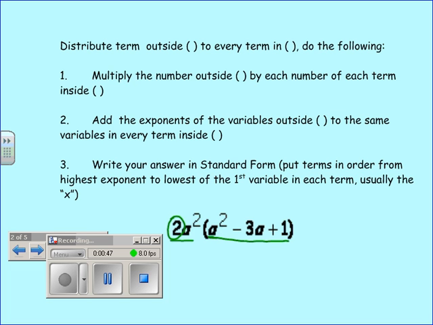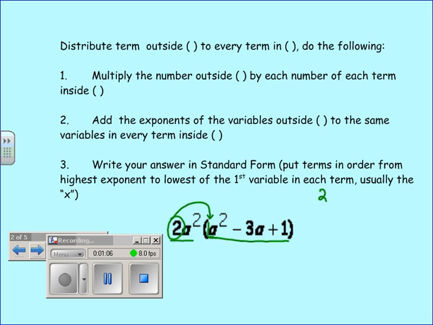A squared does not have a number that's showing, but as you recall from other things that we've done, anytime you have a variable, you always have a coefficient. If there's nothing showing, that coefficient is 1. So we're going to multiply 2 times 1, and we're going to get 2.